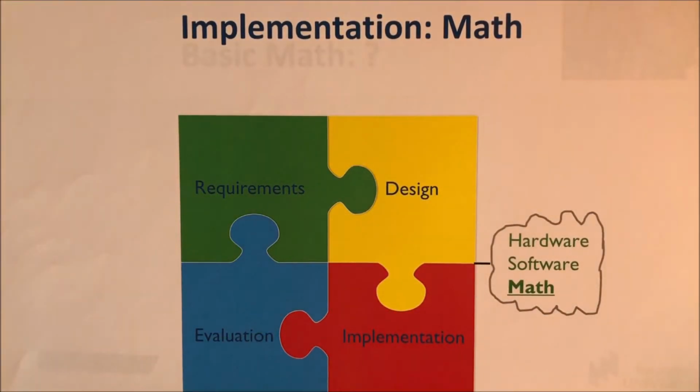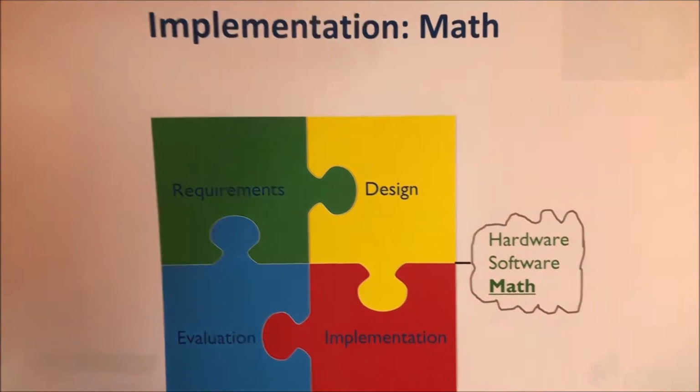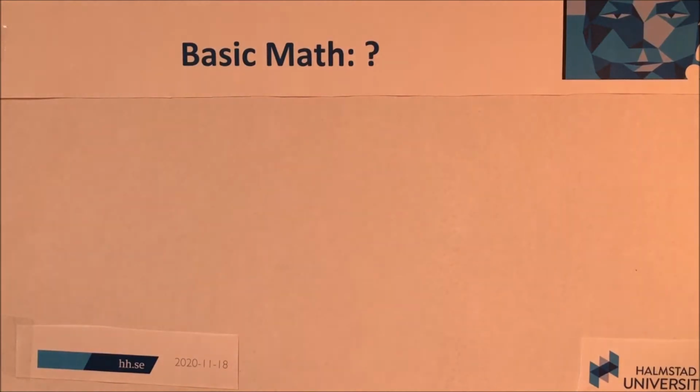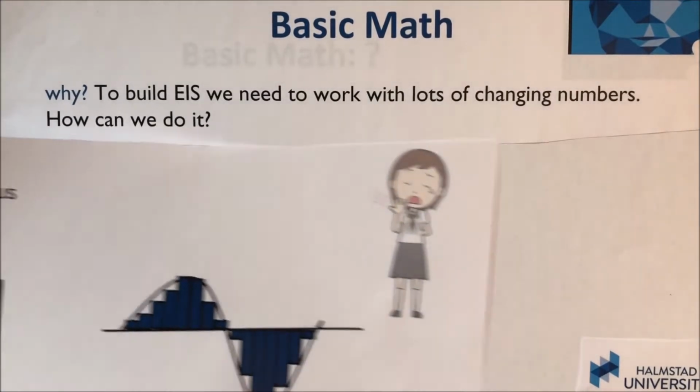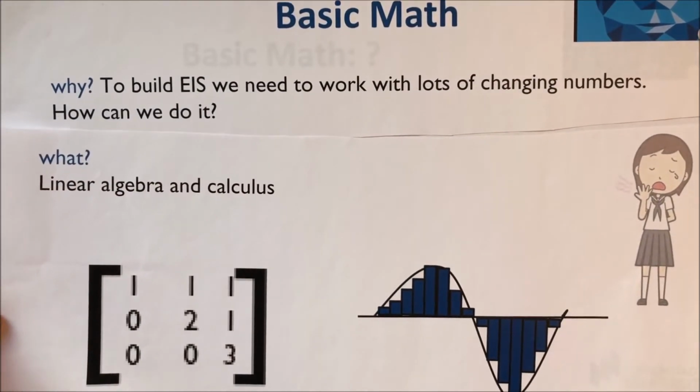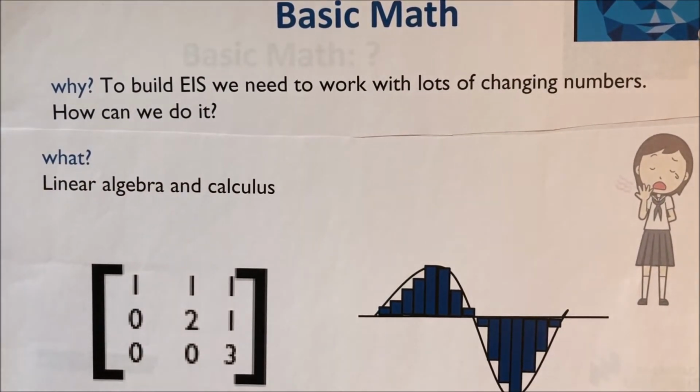So we've talked about hardware and software, and now we'll talk a little bit about different kinds of math that we can use for our systems. To build embedded and intelligent systems, we need to work with lots of changing numbers. How can we do this? We can use linear algebra and calculus.